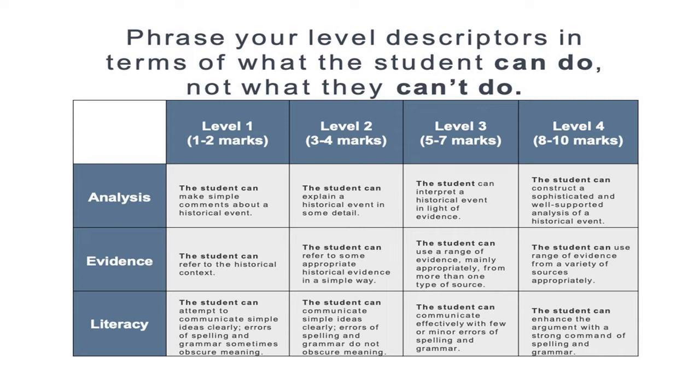So here, you can clearly see, if you look at the verbs being used: make simple comments, then explain, then interpret, then construct. At each level, the level of thinking, the higher order thinking skills, is increasing, right? So making simple comments is the very base, and constructing a sophisticated and well-supported analysis is the top. Okay, so basically this is what a rubric looks like.